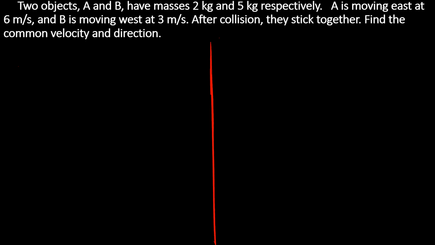Two objects, A and B, have masses 2 kg and 5 kg respectively. A is moving east at 6 meters per second and B is moving west at 3 meters per second. After collision, they stick together. Find the common velocity and direction.